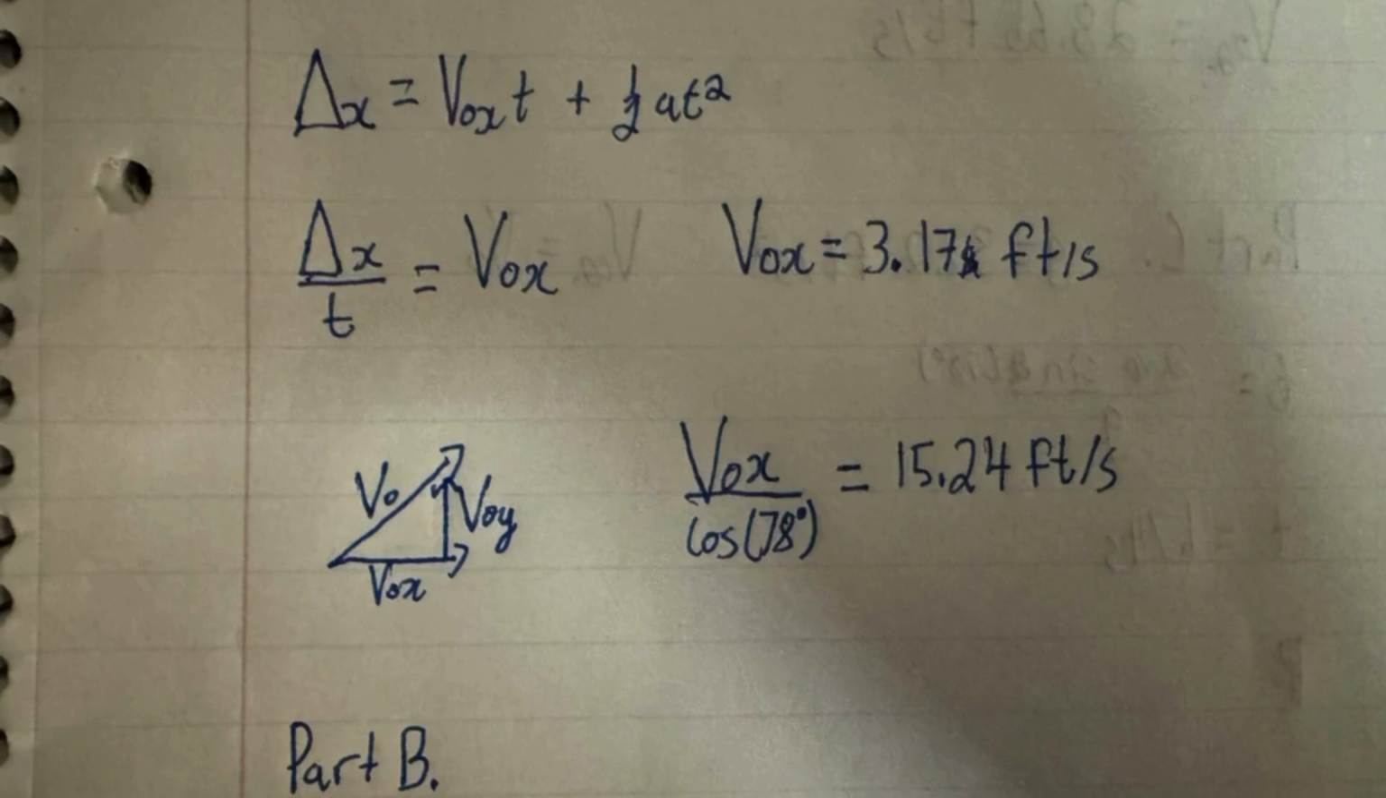Here we used the velocity in the x-axis because we know there's no acceleration there, so the acceleration goes to 0 and we can ignore that. And then we're left with displacement over time, which gives us a velocity of 3.1 feet per second. Then we used the Pythagorean theorem in order to find the V0 of the total system.